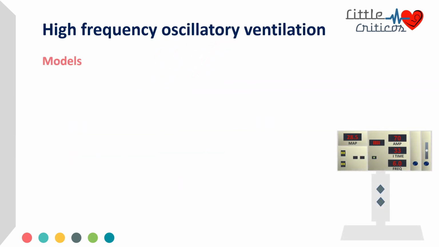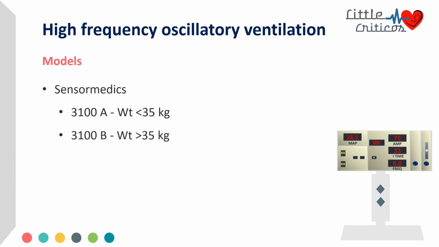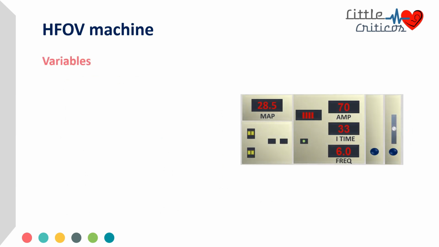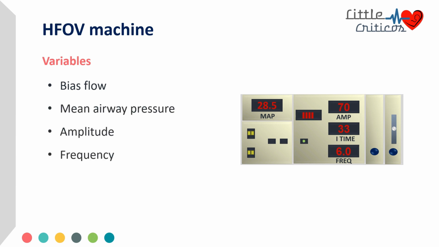There are several brands which provide high frequency oscillatory ventilation. They include Sensormedics, Draeger Babylog, SLE 5000, Sophie and many others. This is a prototype of Sensormedics oscillator which provides breath at very high frequency. The key variables of a high frequency machine include a bias flow, mean airway pressure, amplitude, frequency and inspiratory time.